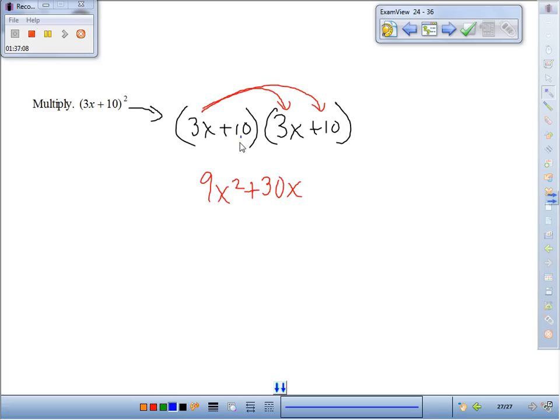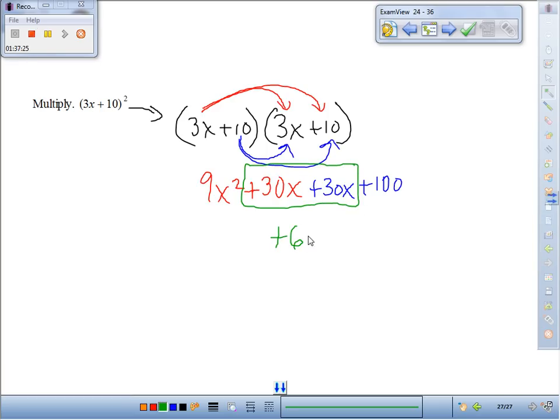Now we distribute the second term. 10 times 3x, that's 30x. 10 times 10, that's 100. Let's simplify. Can we combine like terms? Yes, these right here. What is 30x plus 30x? 60x. And then from there we just bring down the 9x squared and the 100, and we're done.